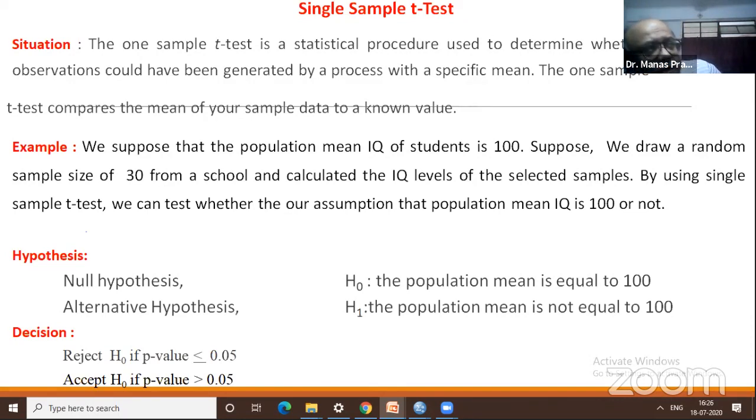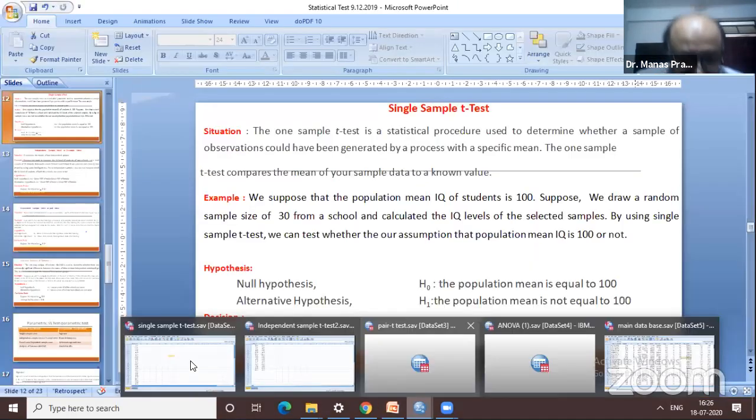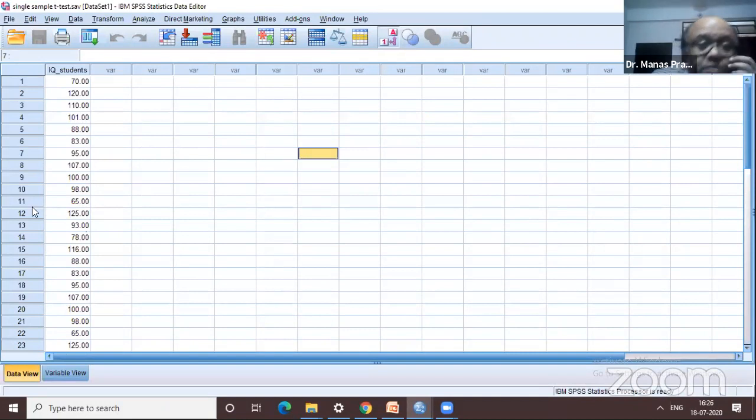So for that, I will take a random sample from the school and conduct a test on the students and collect their marks. Based on the marks, I have to test whether my assumption is true or false. That can be done by using a single sample t-test. These are the marks of the students.